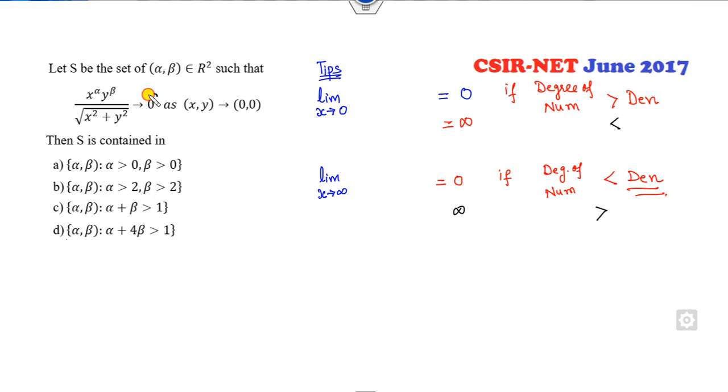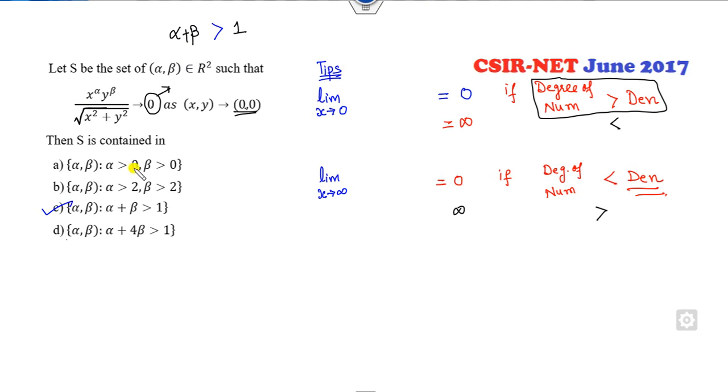Now you can see this value approaches toward 0. It means the degree of numerator must be greater than the degree of denominator. What is the degree of the numerator? Alpha plus beta. Fine. What is the highest degree of the denominator? Because of this root, the degree is 1. So what is the right answer of this? Alpha plus beta must be greater than 1. So C is the right option.